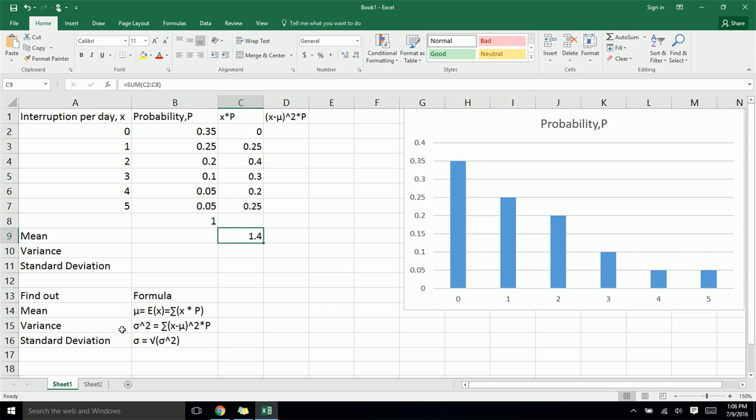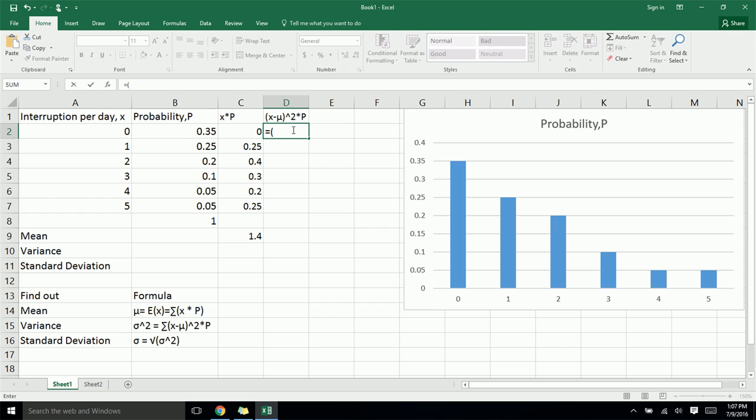Now let's move on to variance. The formula for variance is sigma square equals sum of (x minus mu) square times probability. So we have to deduct the mean from each outcome and then square it and then multiply it by the corresponding probabilities and then sum it up. So let's do that. It is a bit complicated in a sense that there are several steps in this formula, so you have to be careful and keep track of the parentheses, otherwise you will not get the outcome you're looking for.